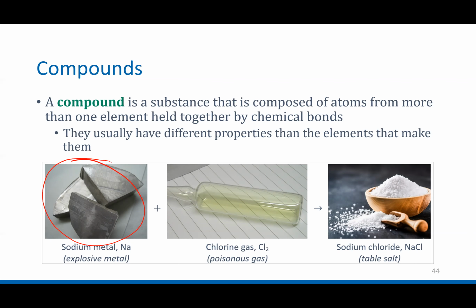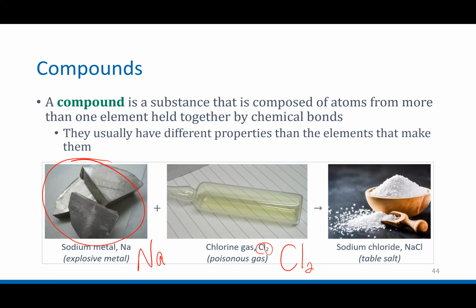So sodium metal, you can't eat it. If you put pure sodium metal in your mouth, it would burn your mouth. It's extremely volatile. I don't know if that's the right word, but it's extremely reactive with water. Chlorine gas. So here we have sodium. Here we have chlorine gas, Cl2 technically. Chlorine is a poisonous gas. I'm pretty sure it was used in maybe World War I, where chlorine gas is poisonous.